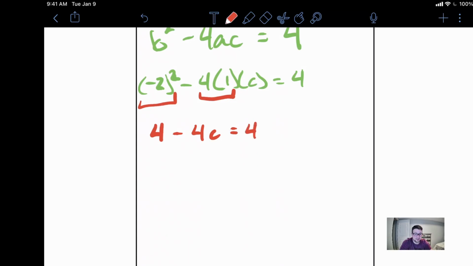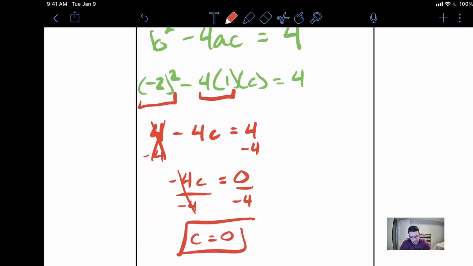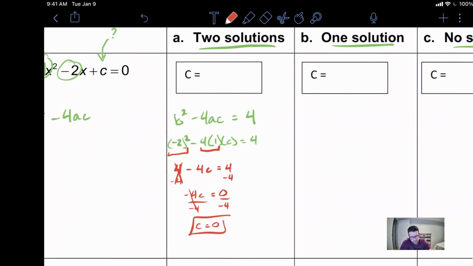Now as we continue on trying to solve this, let's subtract 4 from both sides. We're trying to get c alone right now. So we'll have -4c is equal to 0 in this situation. And then if we divide by -4, we'll get c equals 0. So if c was equal to 0, then we would be guaranteed to have 2 solutions, because when c equals 0, our discriminant ends up being equal to a positive 4, and we're ready to roll.